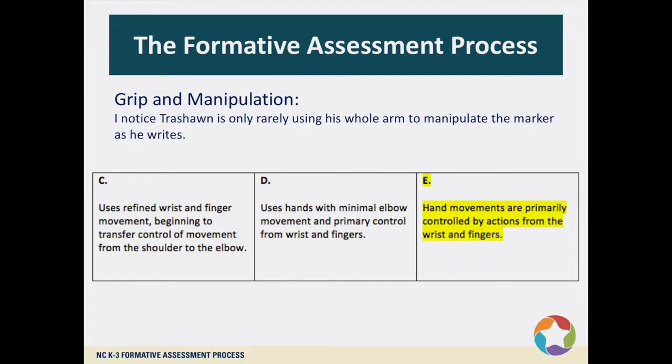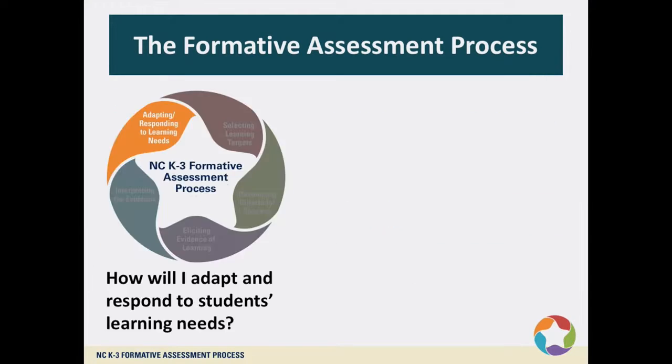It's important to note that this process isn't about assigning a label to a student. The current learning status is dynamic, and it's just a tool for you as a teacher to think about what's next for a particular student or a group of students. So, how will I adapt and respond to students' learning needs?